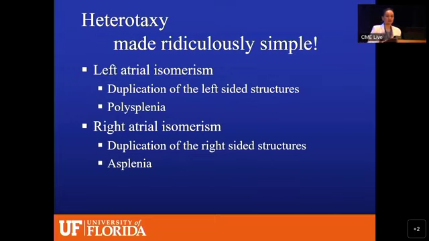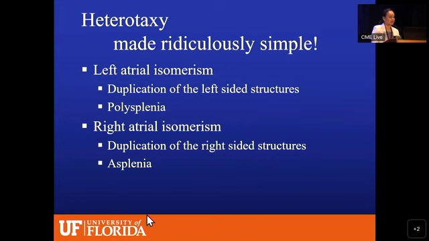So your spleen is on the left, therefore you'll have multiple spleens, and this is why it's called polysplenia syndrome. But these spleens are mostly functionally asplenic, meaning they're not going to be functional even though there are many of them. Right atrial isomerism is duplication of the right-sided structures. Your spleen is on the left, there's no spleen on the right, you duplicate your right, and therefore you won't have any spleen.